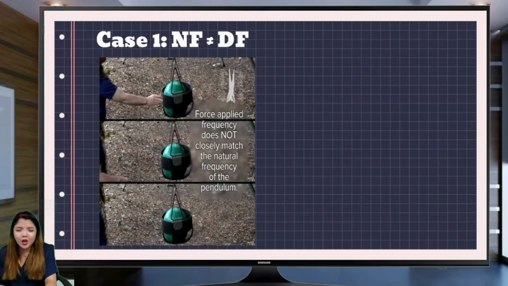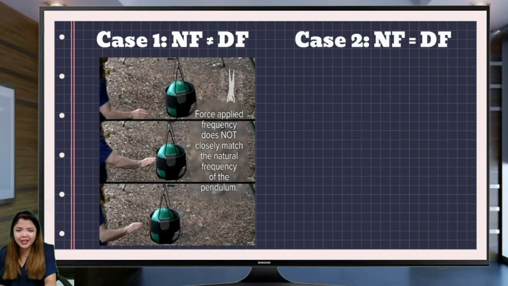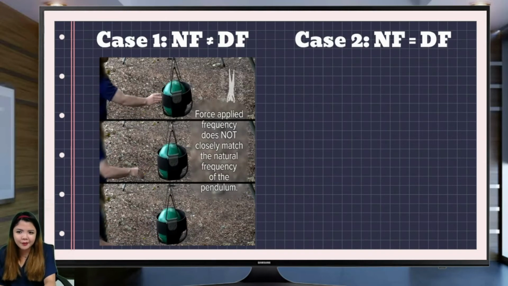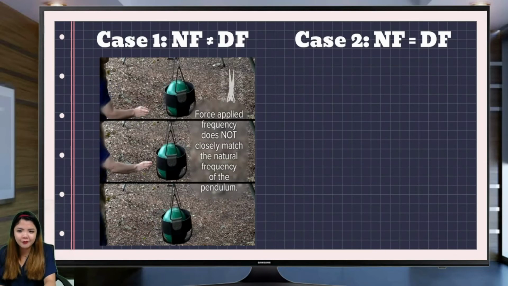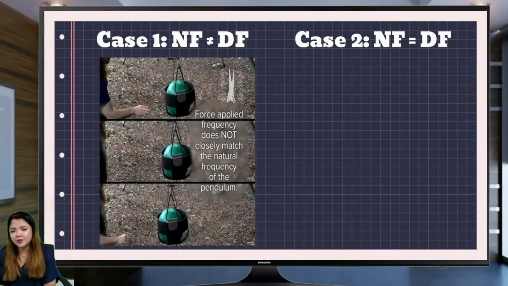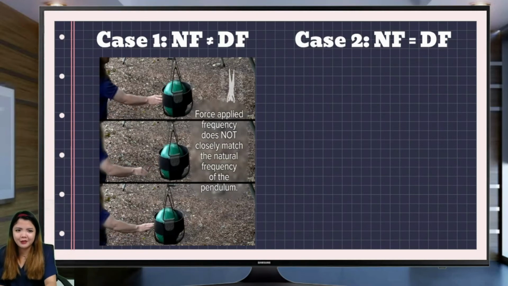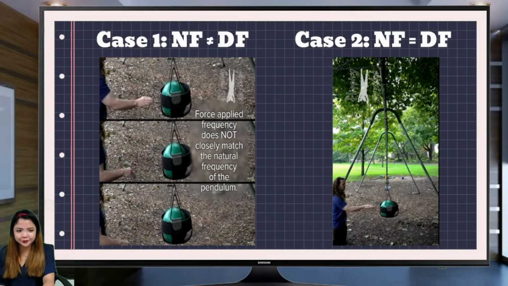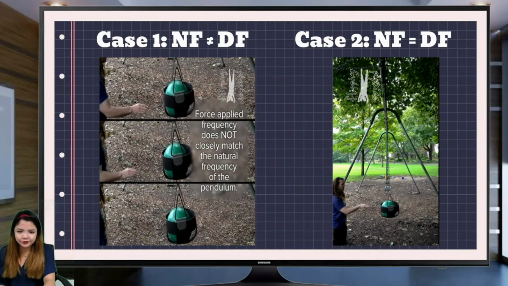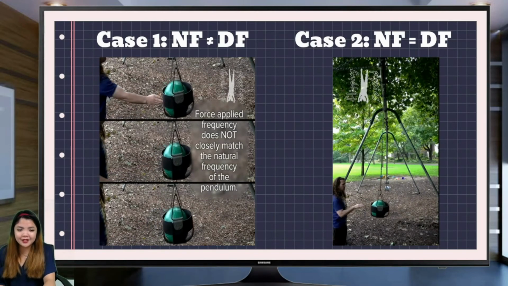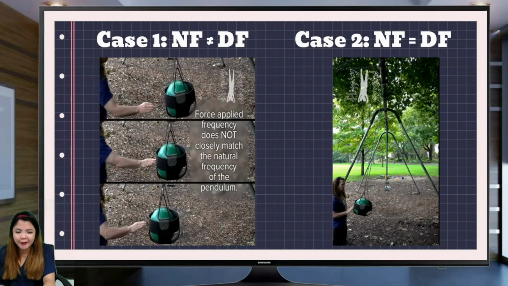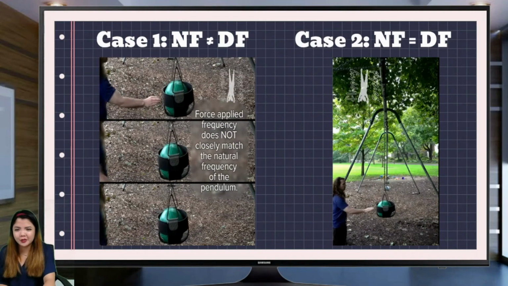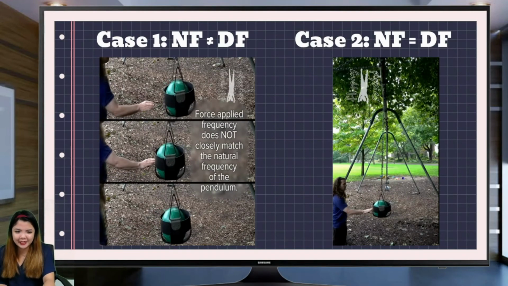Now, what do you think will happen if the natural frequency is equal to the driving frequency? Meaning to say the person will match the pushing force towards the swing to be equal to that of the natural frequency of the swing. So observe what happens. As you can see, the swing was able to reach a higher amplitude compared to the one on the left-hand side wherein the natural frequency is not equal to the driving frequency.